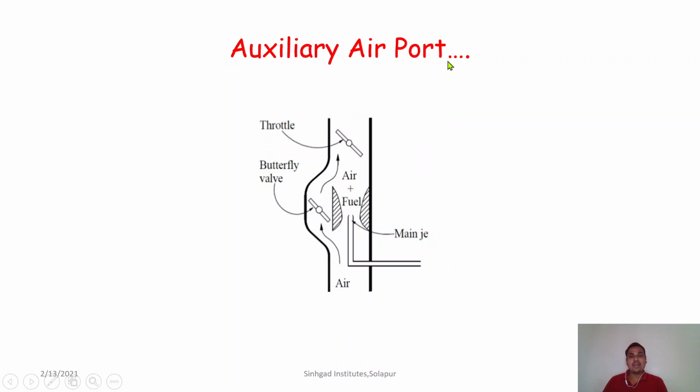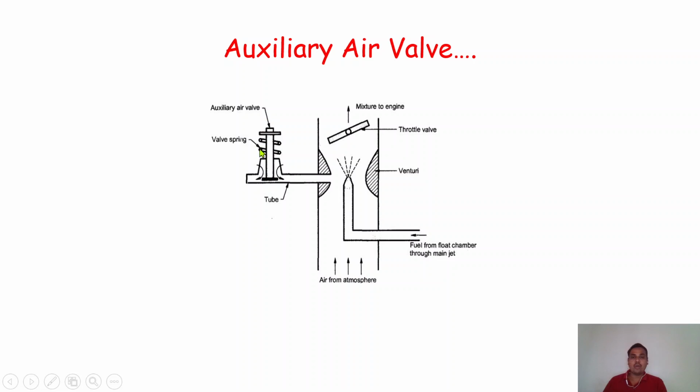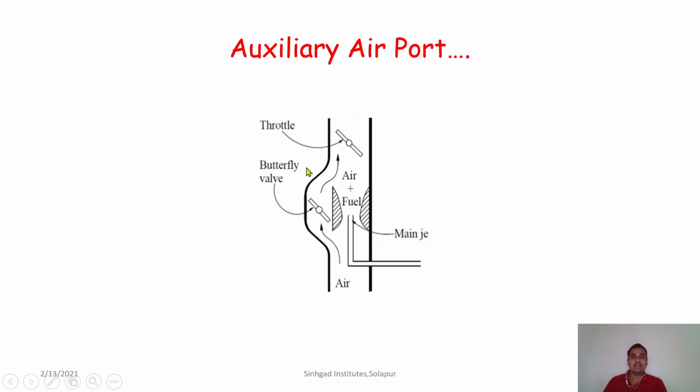Okay, similarly the next one, the auxiliary air port. The working principle is very much the same. In the previous case we have to use an additional auxiliary air valve device, but in this other type of auxiliary circuit, this port is an integral part of the carburetor. The working is very much the same: we have to maintain the pressure inside the throat section. Then in this case the additional air has to be supplied from this side.